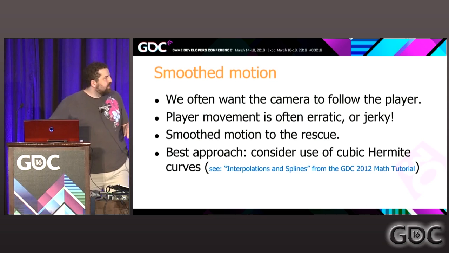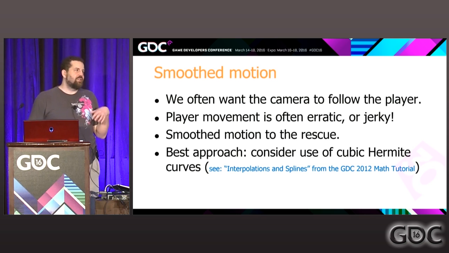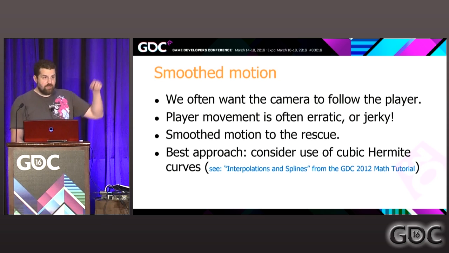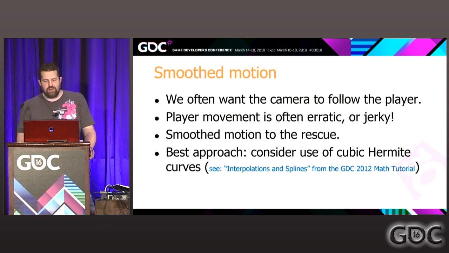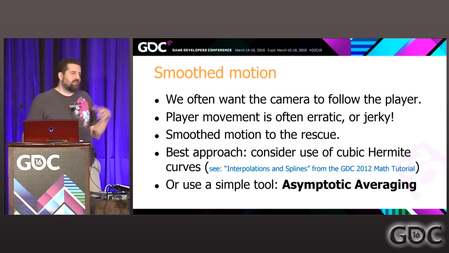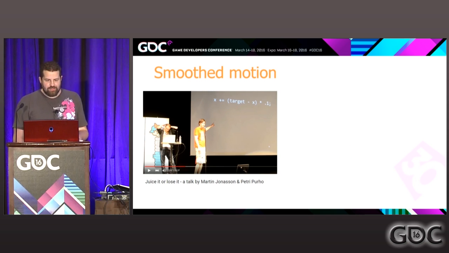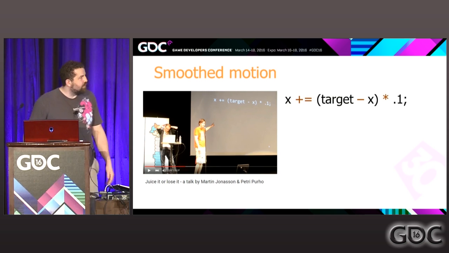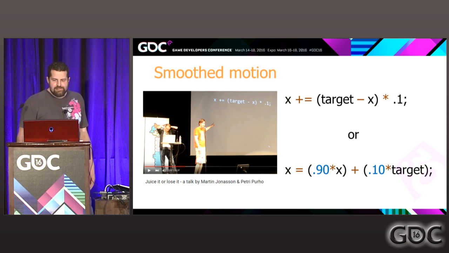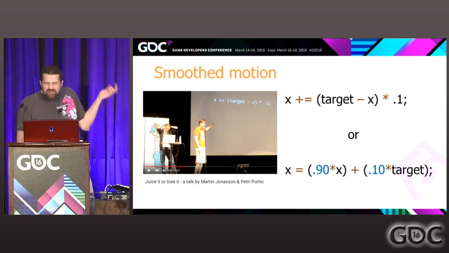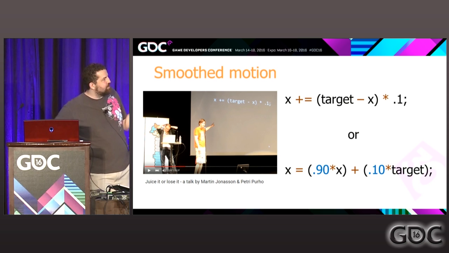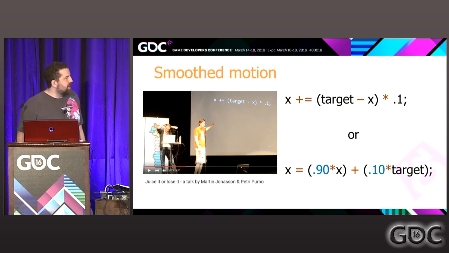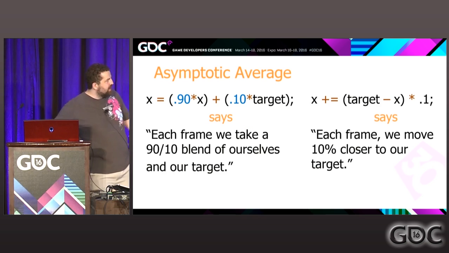All right, so there's some really nice ways of doing this using cubic splines and curves and that sort of thing. There's a talk from this tutorial from 2012 about interpolations and splines that I highly recommend if you want to take that approach. But if you just want something working, and actually this works out quite well, you can use this asymptotic averaging. So from that talk, they threw this formula up on the screen, and I want to talk about that. So the formula is x plus equals (target minus x) times 10%. Or I rewrote it a different way: 90% times x plus 10% times target. Well, what does that mean? Same thing, just written twice.